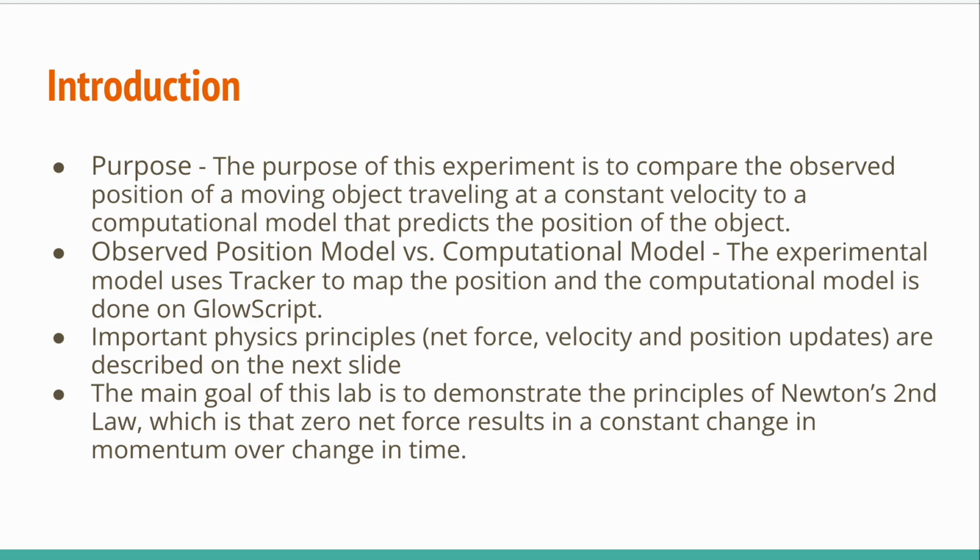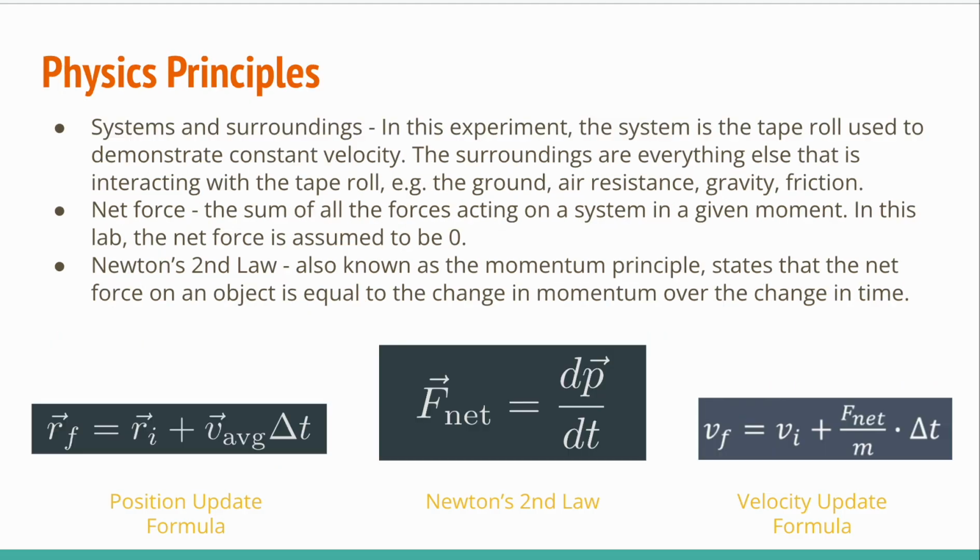First of all, the purpose of this experiment is to compare the observed position of a moving object traveling at a constant velocity to a computational model that predicts the position of the object. For the experimental model, I used Tracker to map the position, and the computational model is done on GlowScript. Some physics principles will be described on the next slide, but just to preview them, we will be talking about net force, velocity, and position updates. And then the main goal of this lab is to demonstrate the principles of Newton's second law, which is that zero net force results in a constant change in momentum over change in time.